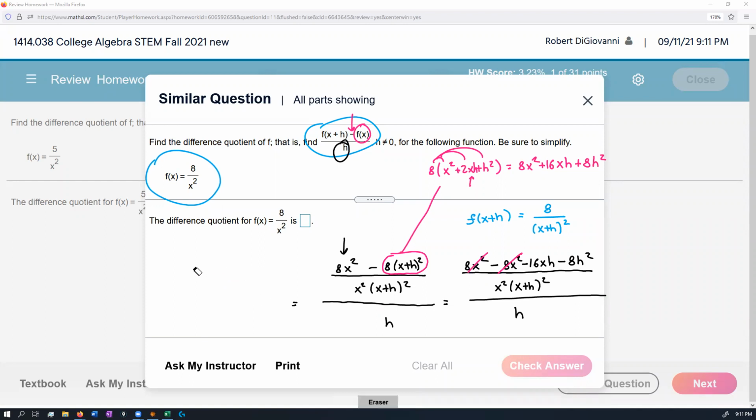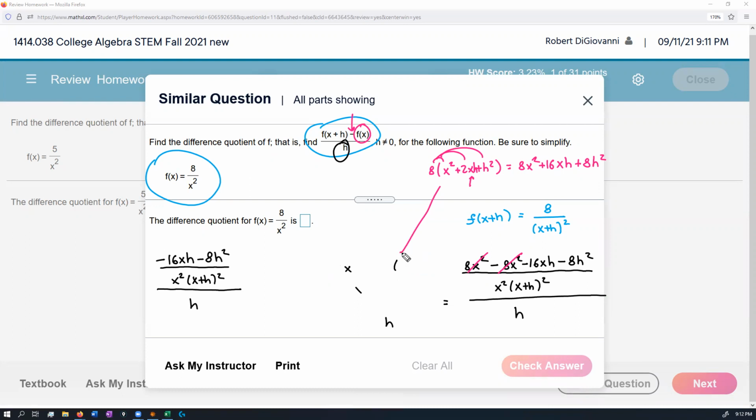And so what we're left with now, in the numerator over here, we have negative 16xh minus 8h squared over our common denominator x squared times x plus h squared, but then all of that divided by h. And notice on this, you could factor an h out of both of those. Again, we finally have a GCF. So when we do this, we'll pull the h out. I'll be left with negative 16x minus 8h all over the common denominator. And all of that over h.